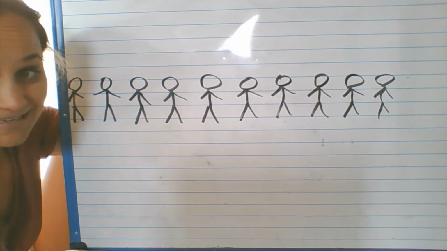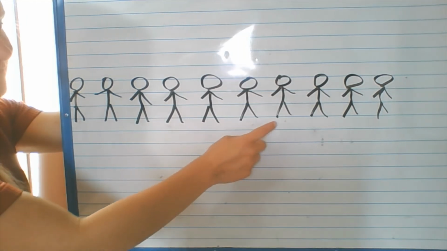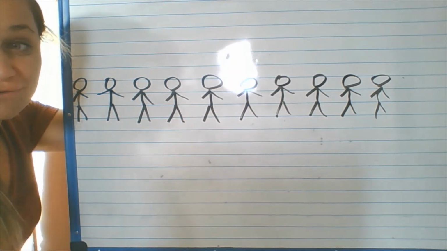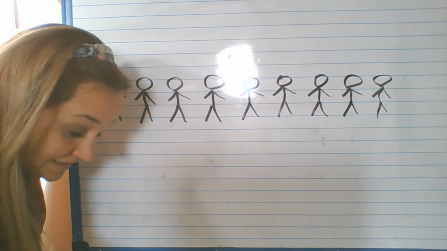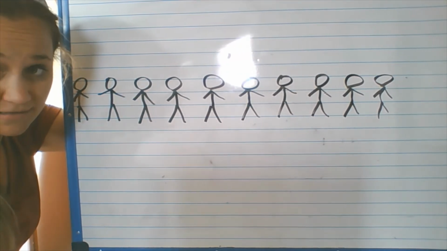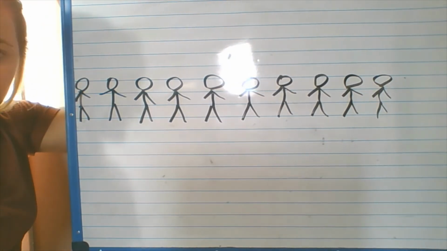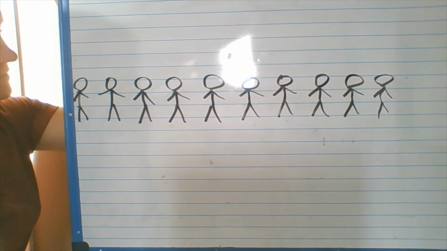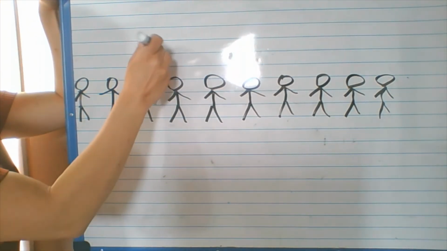I have 10 little people. 1, 2, 3, 4, 5, 6, 7, 8, 9, 10. And on my list of directions, it tells me what I need to draw. The first direction says that I need to give the third person in line a balloon. Point to the one that I need to give the balloon to. Good. Here you go, third person.